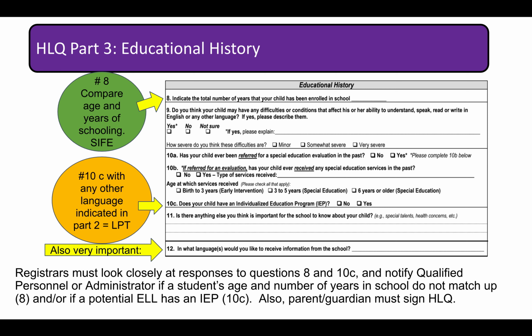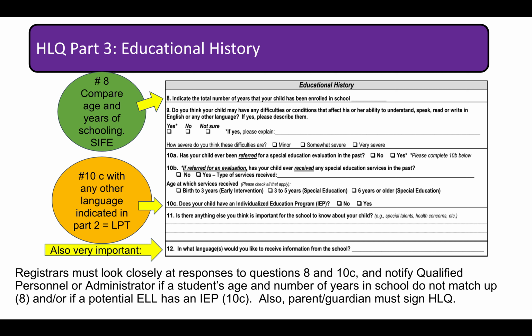So I mentioned that in the educational history, there are a couple of questions you can look at. One of them, question 8, could help us identify pretty quickly whether a student might be a SIFE student, a student with interrupted or inconsistent formal education. You would look at the total number of years a student has been enrolled in school and compare it to the student's age. For example, if you have a 15-year-old student in New York State schools, you would expect a 15-year-old to have about 10 years of formal education. If a 15-year-old enrolls and only has 3 or 4 years of school involvement, that could indicate a possible need for a SIFE screener.